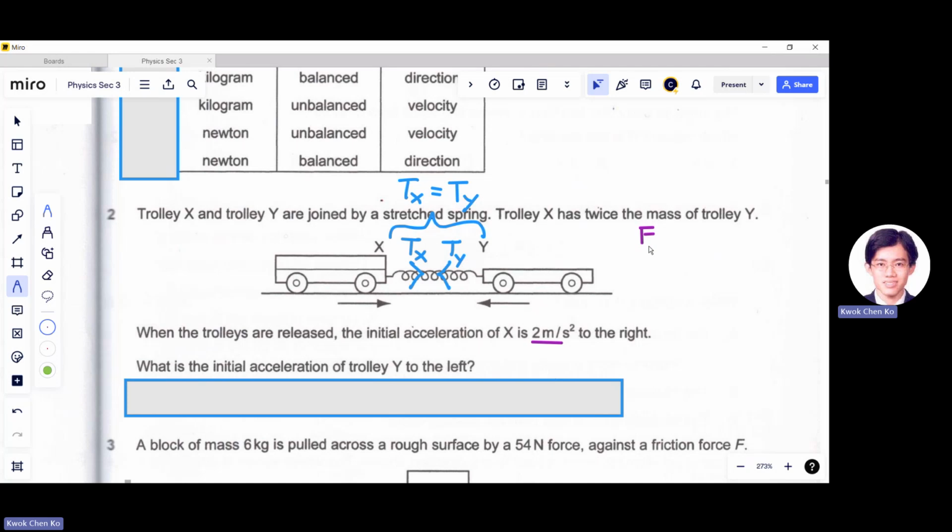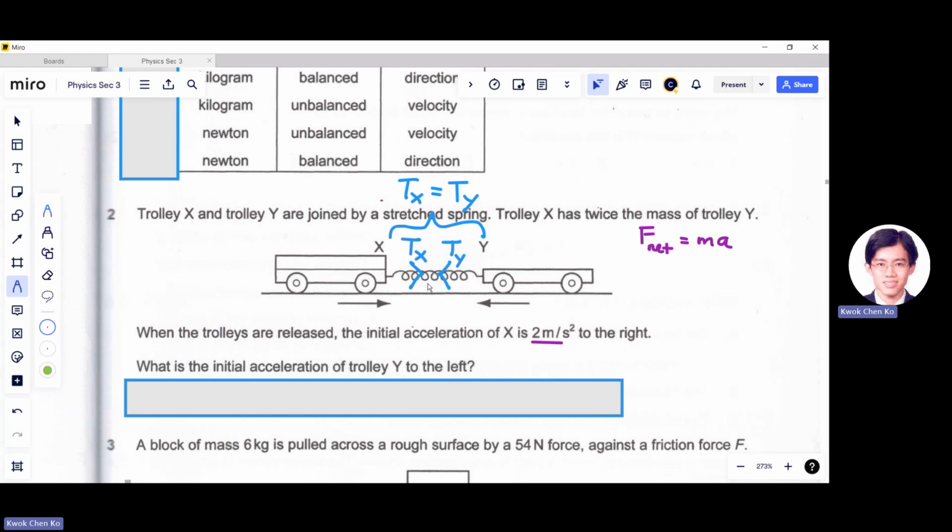So when you're applying this particular formula, which object are you referring to? Okay, and you may have to actually apply the formula 2 times, one for trolley X and another time for trolley Y. So that should not be surprising.